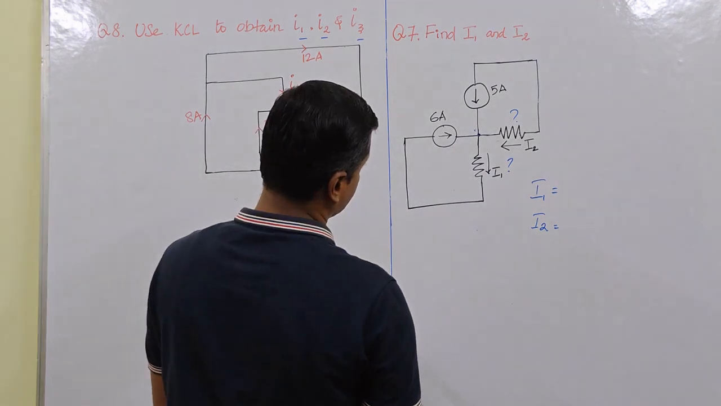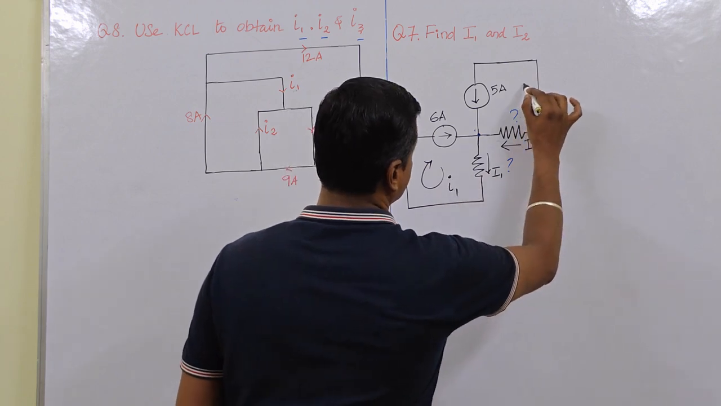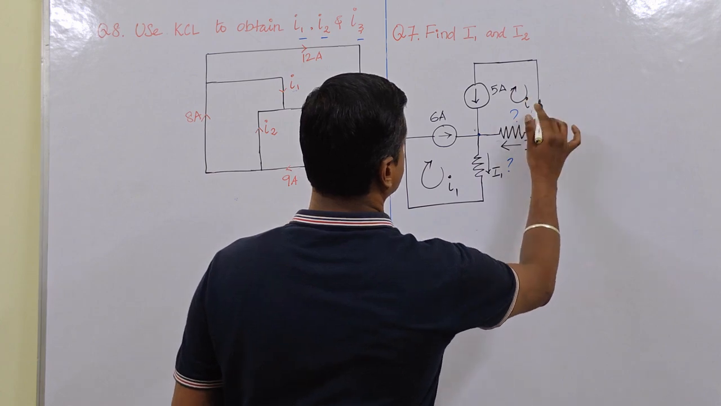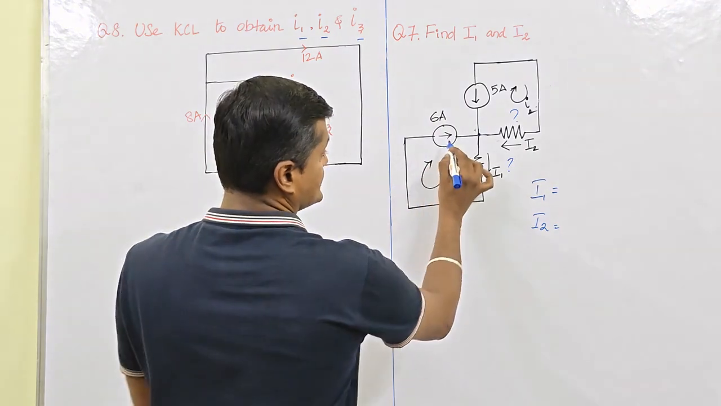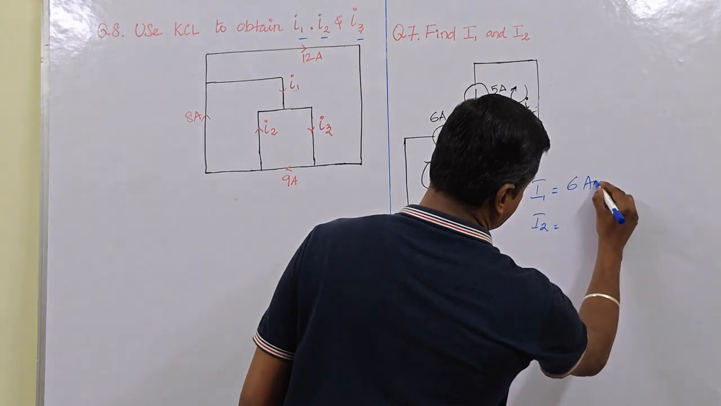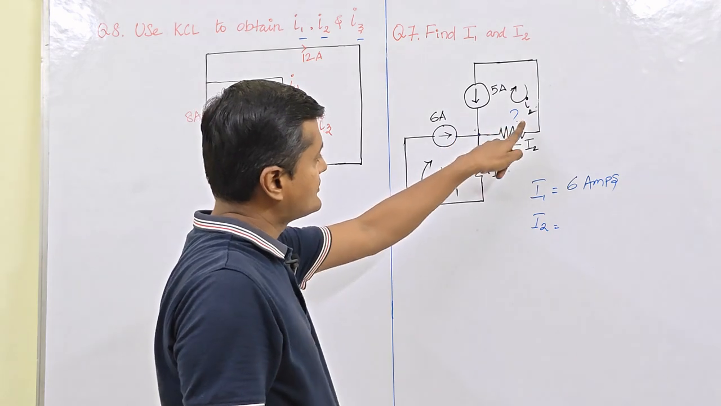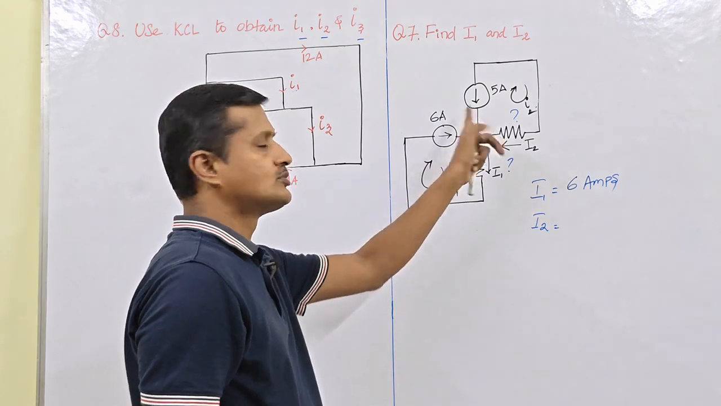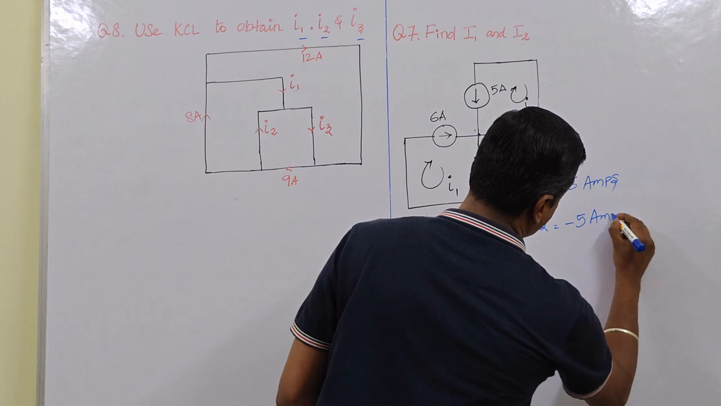We are assuming the direction of the current: I1 in one direction, and similarly assuming the current I2 flows here. What is the value of I1? The direction we assumed and the direction of the current source are both the same, so I1 is equal to 6 amps. What is the value of I2? The assumed direction and the current source direction are opposite, so the current will be minus I2, which is equal to minus 5 amps.